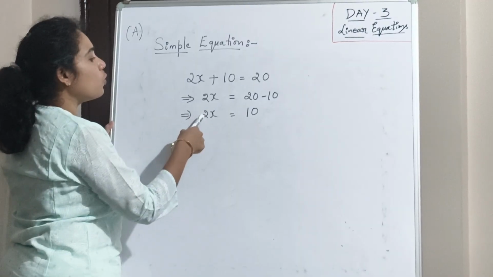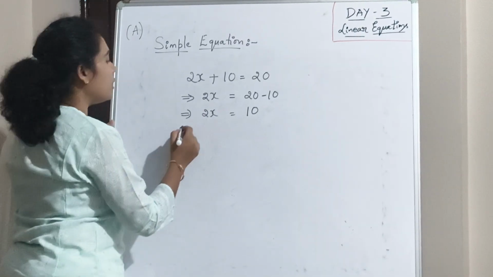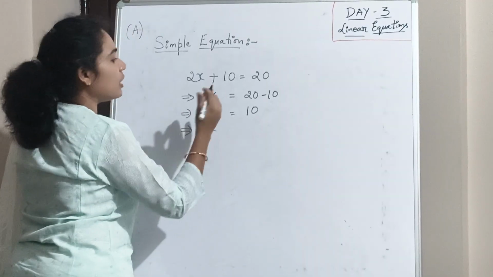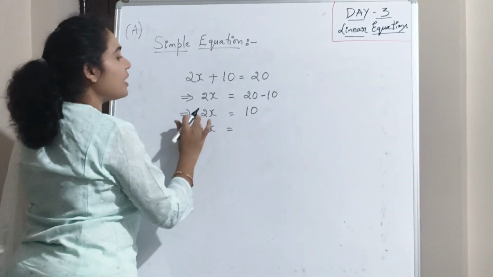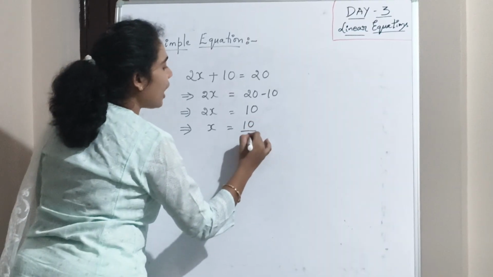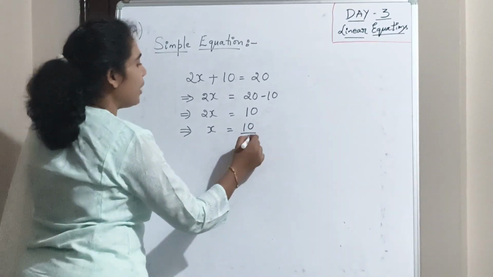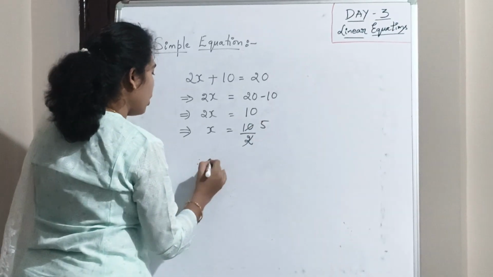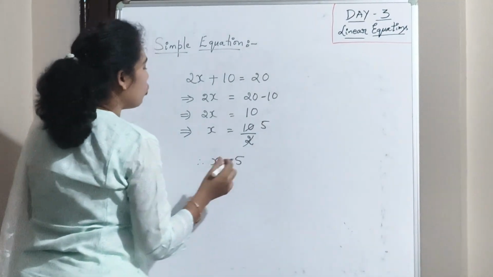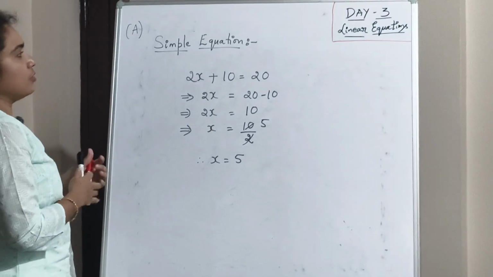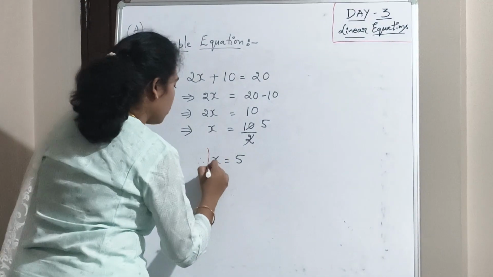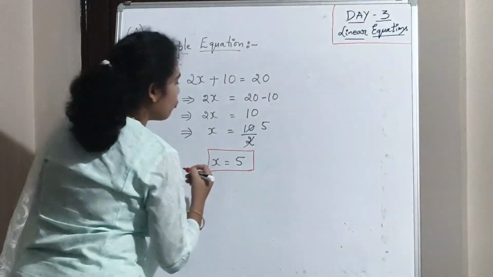Now the 2 is in multiplication. Move this 2 to the RHS side. This multiplication becomes division on the RHS side. So 10 divided by 2. Therefore we have x is equal to 5 as the answer. We have the solution now, that is x is equal to 5.